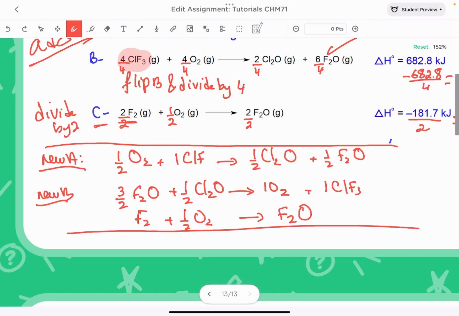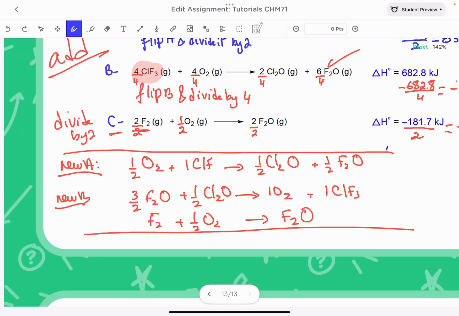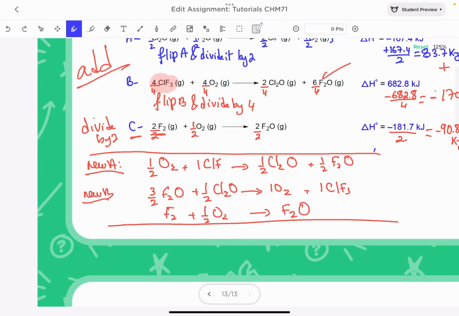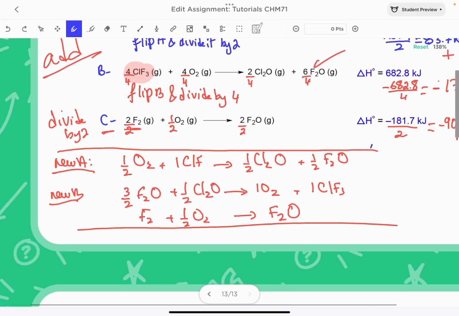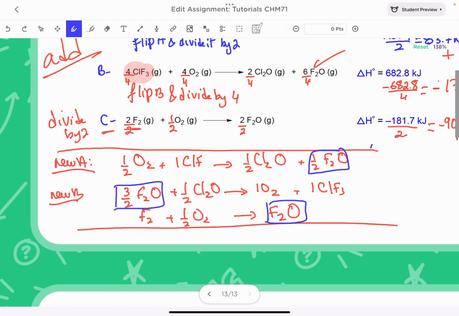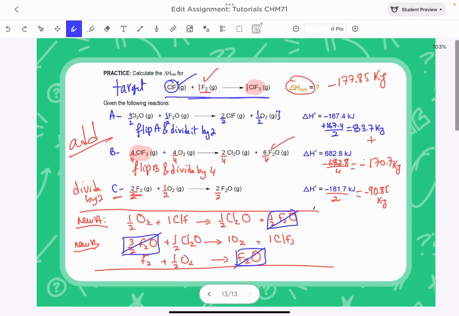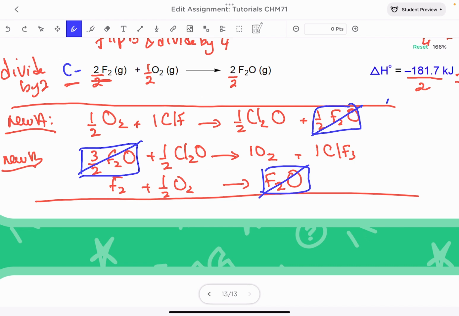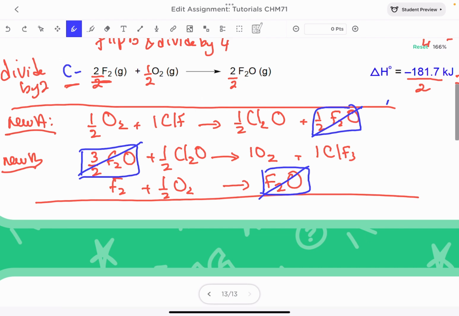Let's add them up and see, do we get the original one? So here I have F2O half and 1. That's a 3 over 2 F2O. And on the other side, I have 3 over 2 F2O. So they cancel out. See, I don't have F2O here, so problem is solved. Now, I have half Cl2O a product and half Cl2O reactant. So my problem is solved.